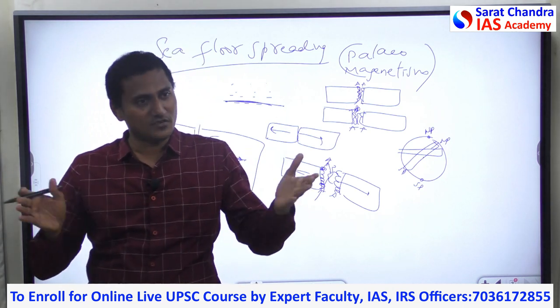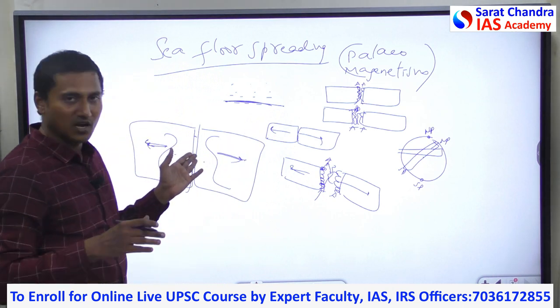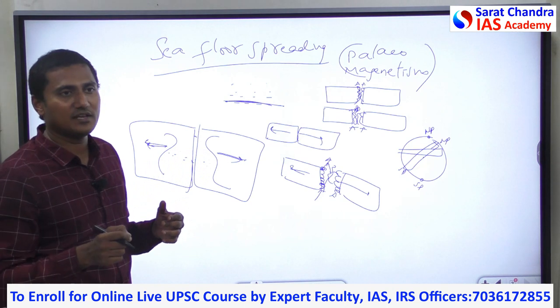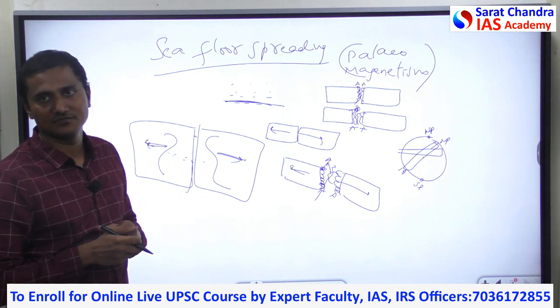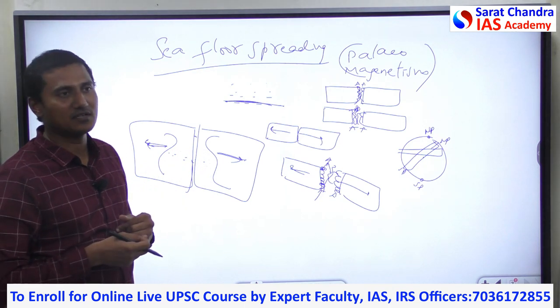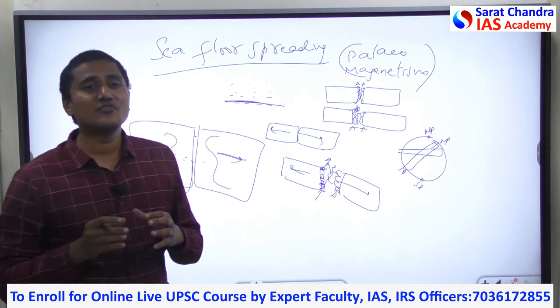The Atlantic Ocean is increasing in size. If you see after 20 years, its size will be more, because geographers are measuring it. Every year it is increasing by almost 30-40 centimeters, or maybe 6 centimeters, I don't remember the number. That is called sea floor spreading.